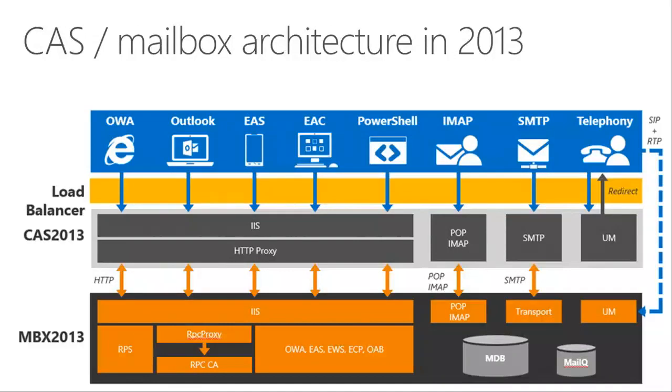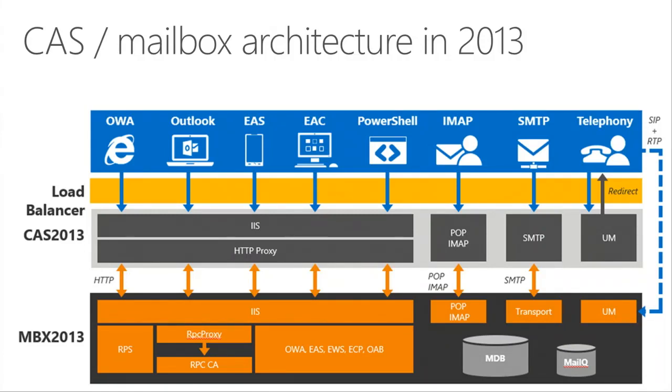This shows the flow of these protocols and components and pieces from the clients in the blue stripe up at the top down to the mailbox role. And so the piece that we're really most interested in is all the way over on the right-hand side, where we have SIP and RTP traffic going to the call router service on the CAS. And then notice what happens. The call router and the service themselves don't talk to each other.